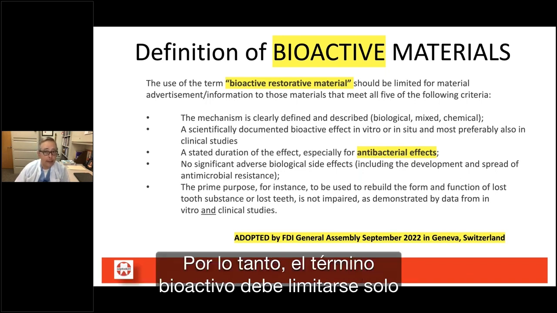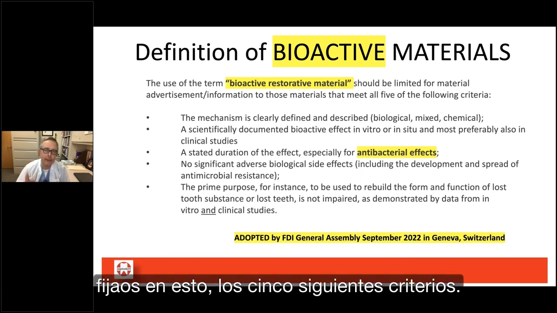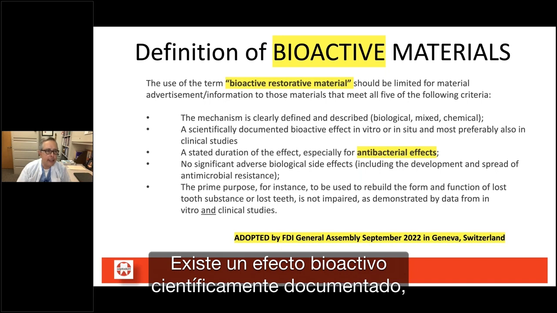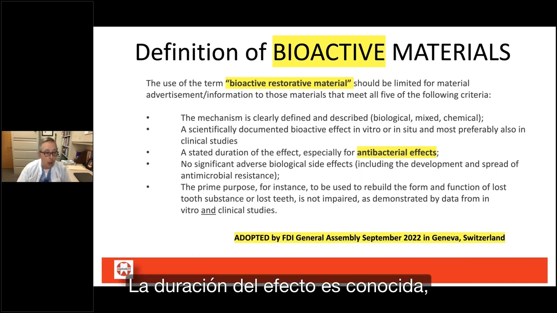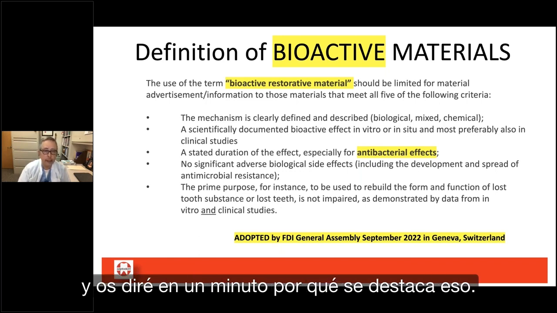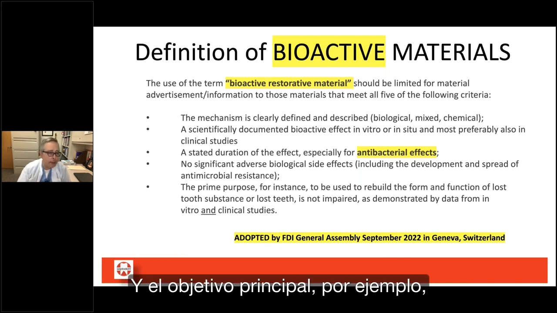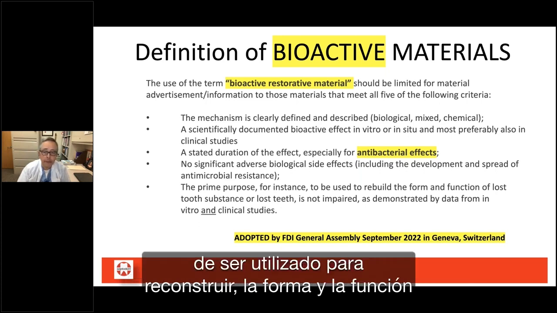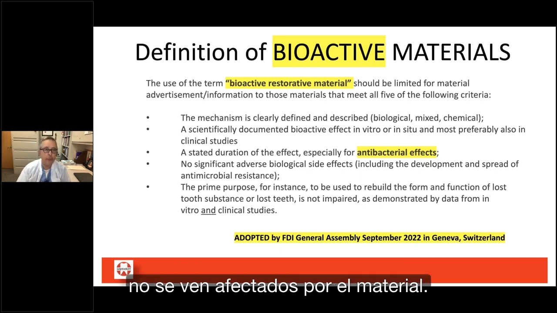The term bioactive should be limited only to those materials that meet all, listen to this, all 5 of the following criteria. The mechanism is clearly defined. There is a scientifically documented bioactive effect in vitro or in vivo. The duration of the effect is known. Also, antibacterial effects, and I will tell you in a minute why that is highlighted. No significant adverse biological effects. And the prime goal, for instance, to rebuild the form and function of lost tooth substance or lost teeth, is not impaired by the material.